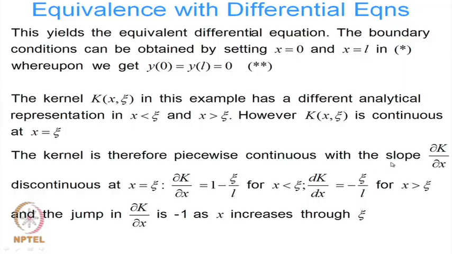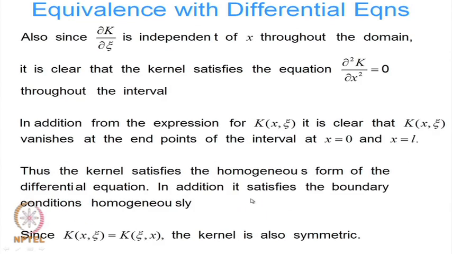If we evaluate del k del x, this is equal to 1 minus xi over L for x less than xi, and dk dx is equal to minus xi over L for x greater than xi, and you can see that there is a jump in the derivative, and the jump is equal to minus 1 as x increases. So at x equal to xi there is a jump in the derivative.